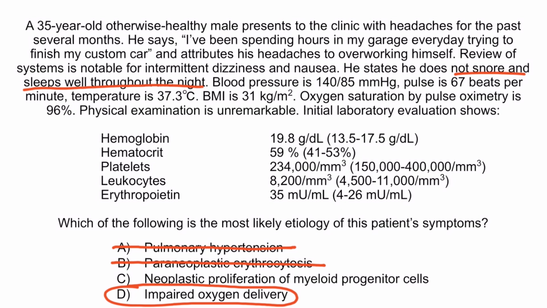Option B, paraneoplastic erythrocytosis, can be seen in a patient with some sort of cancer that produces erythropoietin. However, there was no reason to believe that this patient has cancer, as he doesn't smoke and he really doesn't have any other risk factors that are notable for cancer.